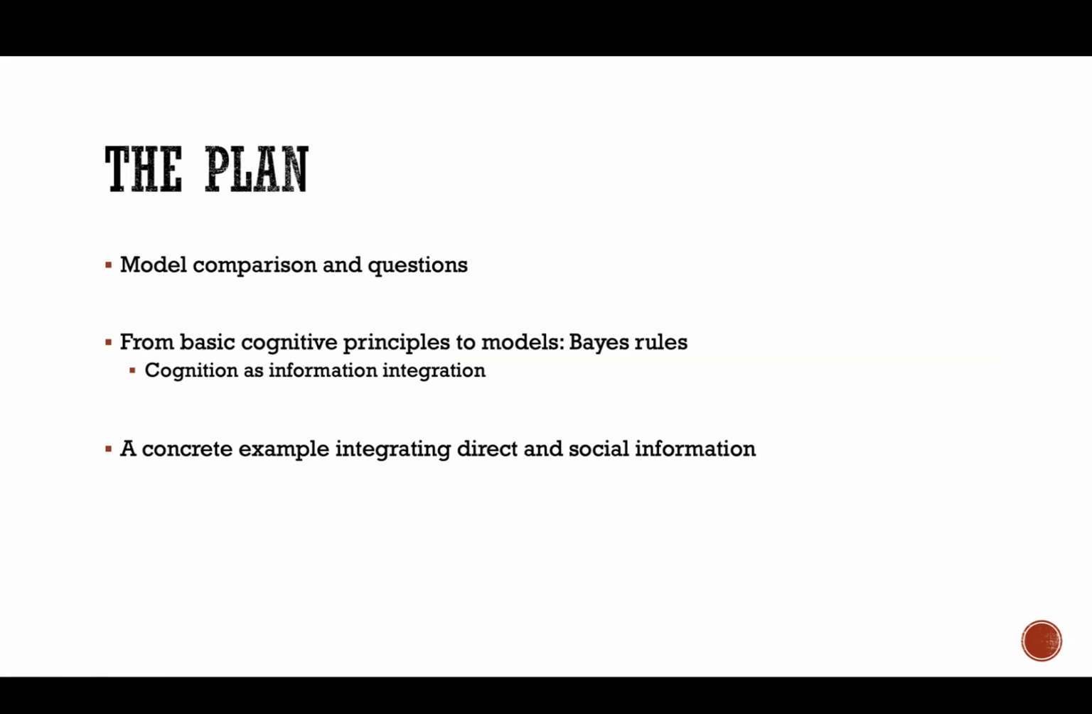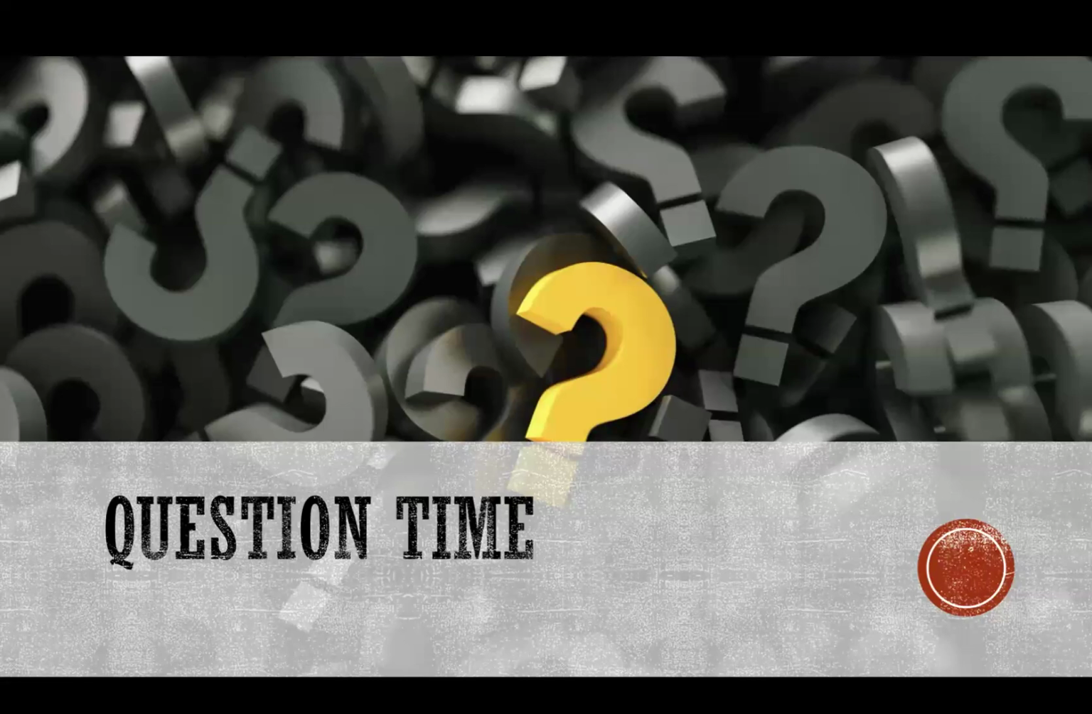We will be working on a concrete example integrating direct and social information during the lecture. For the assignment, you will have to apply one or two of the models that we're working on during the lecture to a different experiment with a different structure. Then we'll see some code, and some of that will spill over to next week. So the first thing is, do you have questions on the model comparison material?